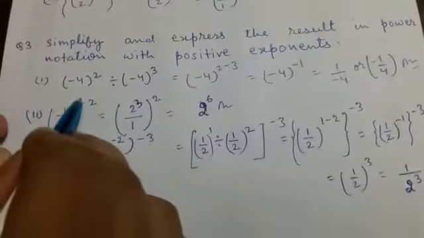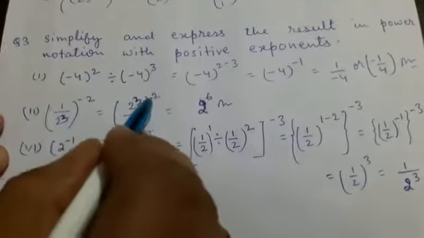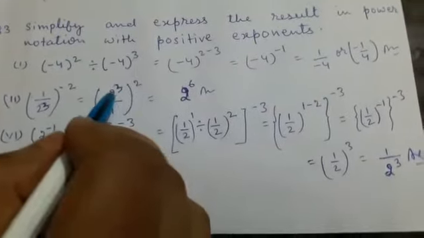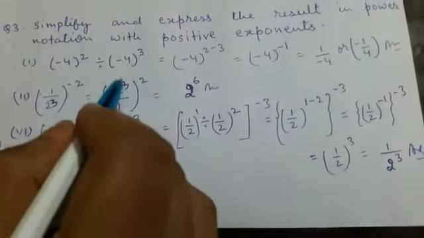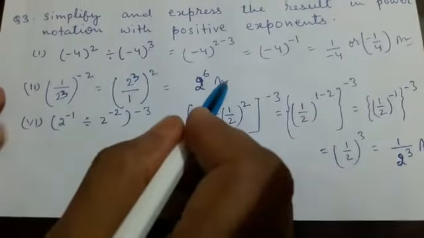This means the numerator will become the denominator and the denominator will become the numerator. So 2 power 3 by 1, and this power will become positive. So let us multiply both these powers. So 2 to the power 6 will be our answer.